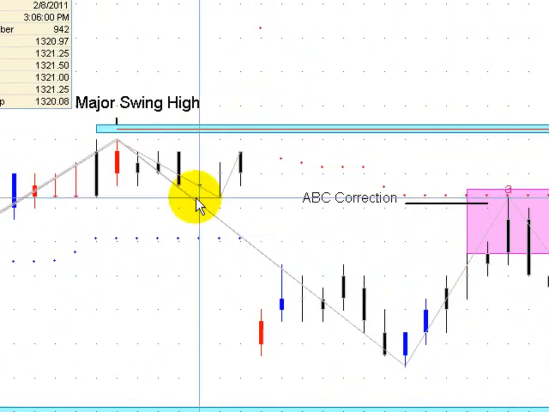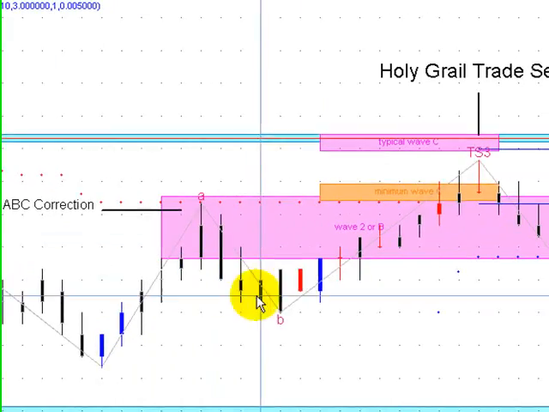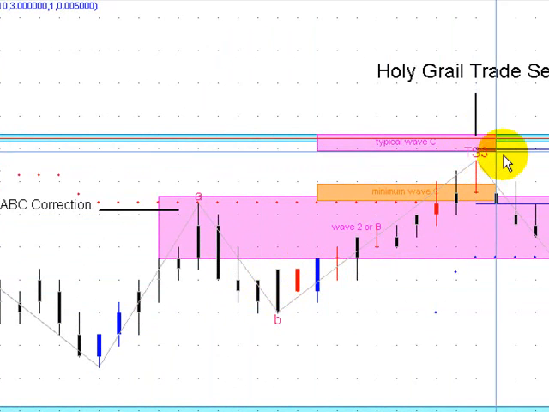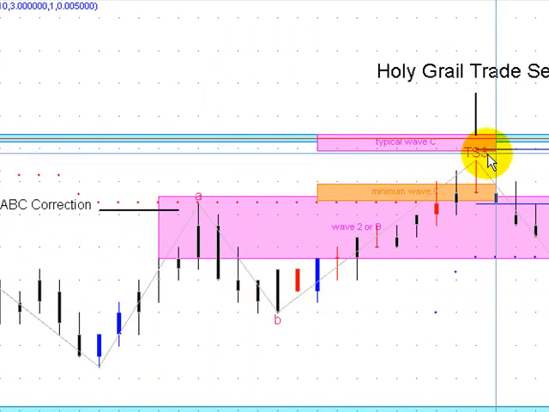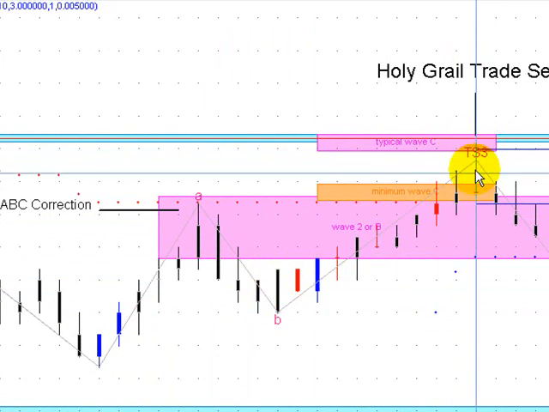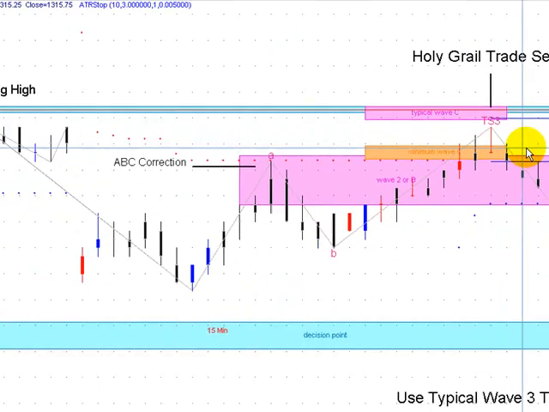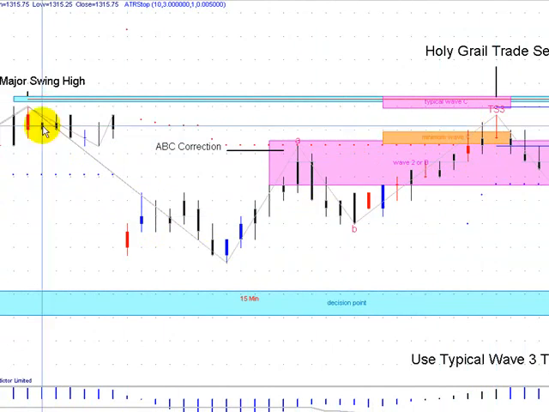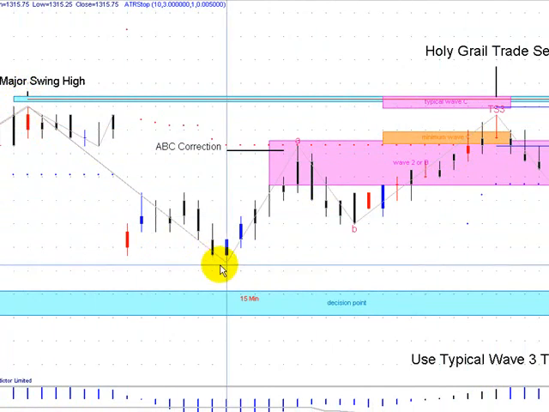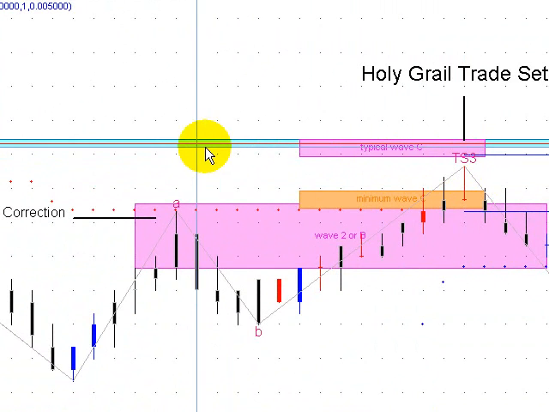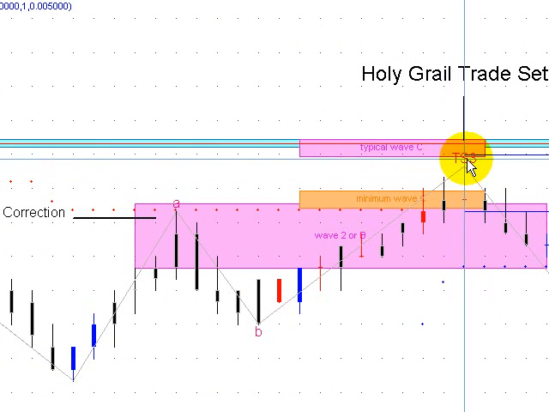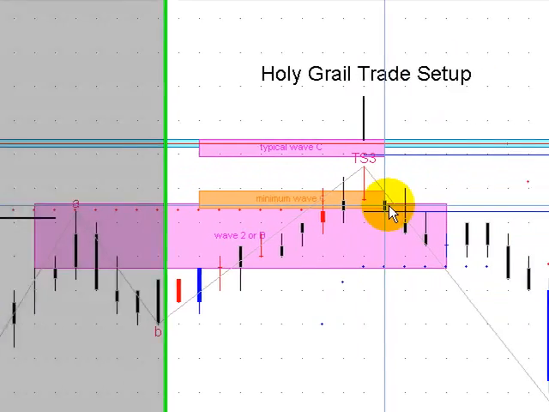But we did get this first correction here. Then we got an ABC pattern. And the software made it easy because it gave us an automatic trade setup to sell on the red seller's bar here. And we had the major swing high, the move down, the ABC correction, and failure to make a new high. And we got the seller's bar here. We can set up our trade.